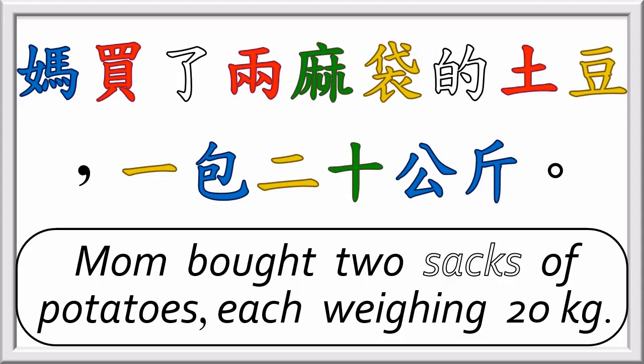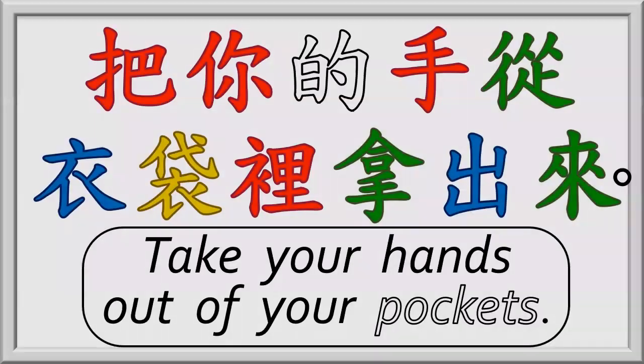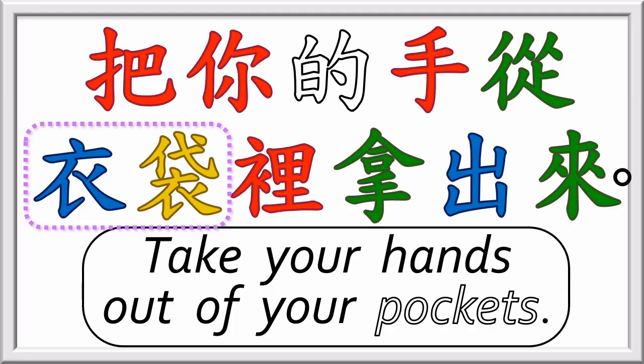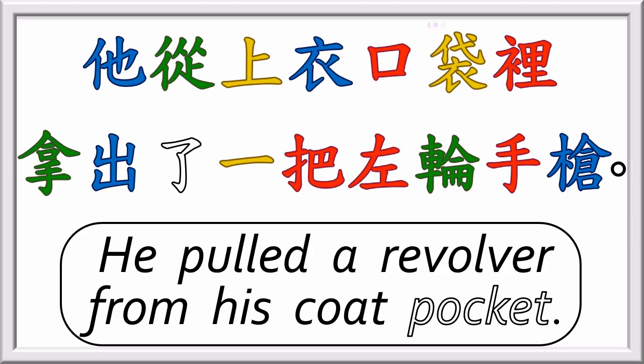妈买了2麻袋的土豆，一包20公斤. Mom bought 2 sacks of potatoes, each weighing 20 kilograms. Even more common is 口袋 or 衣袋, meaning a pocket. 把你的手从衣袋里拿出来. Take your hands out of your pockets. 他从上衣口袋里拿出了一把左轮手枪. He pulled a revolver from his coat pocket.